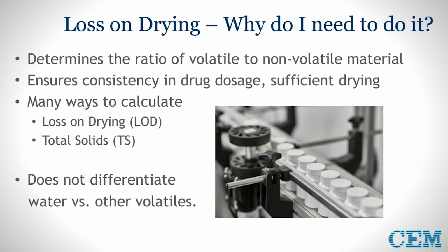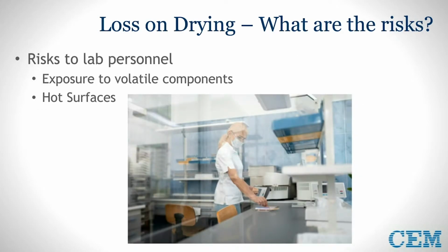Although on the surface, loss on drying seems to pose fewer risks than loss on ignition because we're operating at much lower temperatures, typically around that 100 degrees Celsius mark, there are still some real risks associated with loss on drying methods. Because of the lower temperatures, oftentimes small molecules that are biologically reactive may be volatilized from the sample and introduced into the exhaust stream. For that reason, it's important to have a system that's designed to properly handle exhaust to avoid exposure of lab personnel to these volatile components.